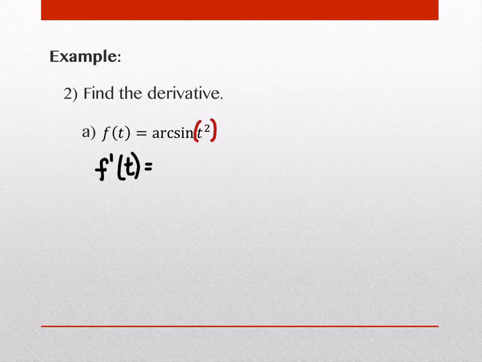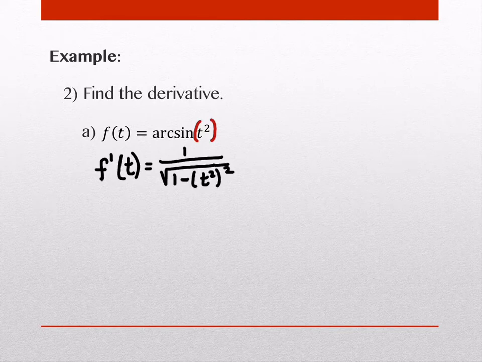Arc sine, the derivative of arc sine is 1 over the square root of 1 minus x squared, right? But what is our x? T squared. So you don't necessarily have to write what I'm writing, but what we really have is t squared, squared. That's what this really is. And then we need the derivative of the inside multiplied by it on the outside next. What's the derivative of t squared? 2t.